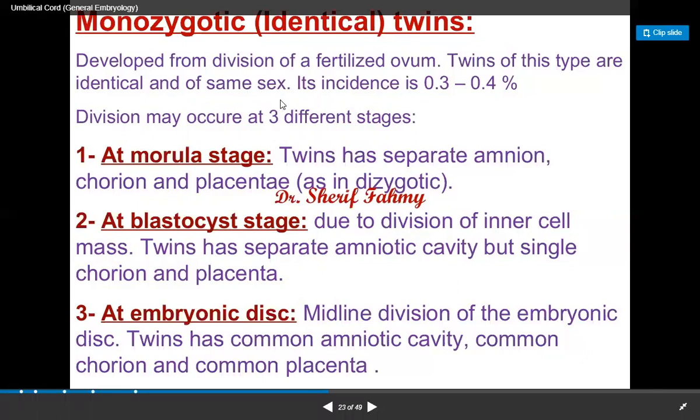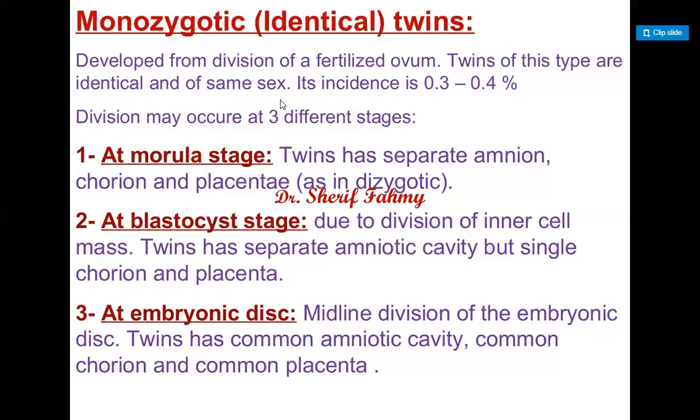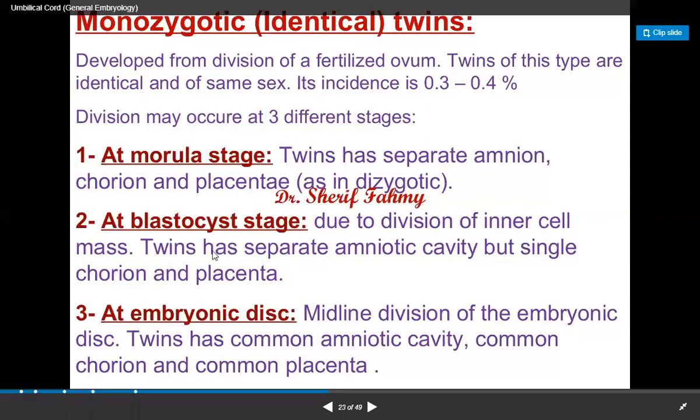And the incidence is 0.3 to 0.4%. Division may occur at different stages. At the morular stage, the twins have a separate amnion, chorion, and placenta. Or it may be at the blastocyst stage, due to division of the inner cell mass, which has a separate amniotic cavity but a single chorion and placenta. And if the division has taken place at the embryonic disc, then it is a midline division of the embryonic disc, and the twins have a common amniotic cavity, common chorion, and common placenta.